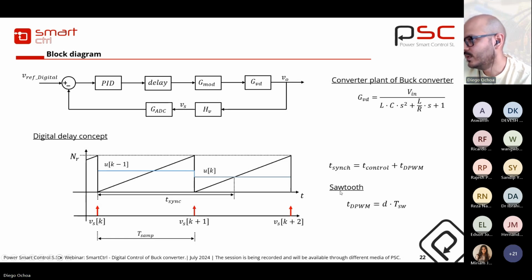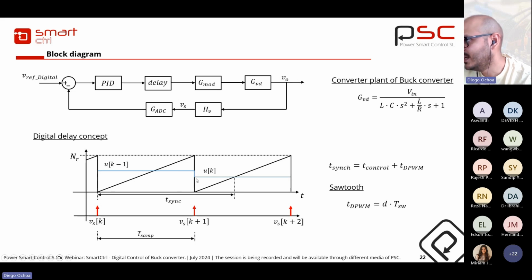So the digital control delay is formed by two parts. The first one is related to the calculation that we call T control. So in this case, we have a T control equal to one switching period, because we have from this point to this point to calculate. It is the time that your compensator and the conversion time need.